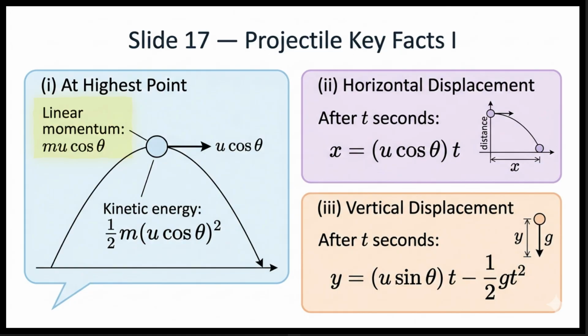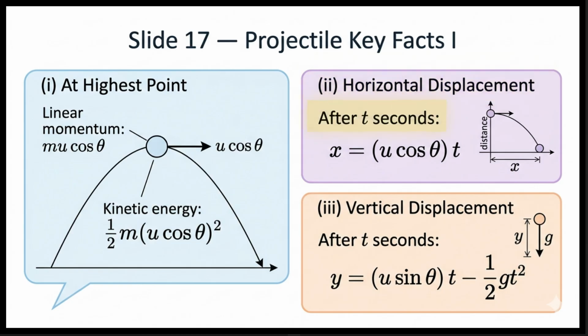At the highest point of its flight, the projectile carries only horizontal velocity, u cosine theta. So linear momentum there is m times u cosine theta, and kinetic energy is 1/2 m times u cosine theta, all squared. The vertical component contributes nothing since it is 0 at the peak. The diagram confirms this with just the horizontal arrow at point B.